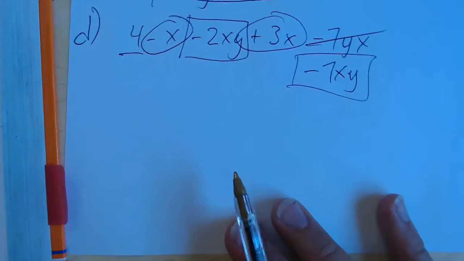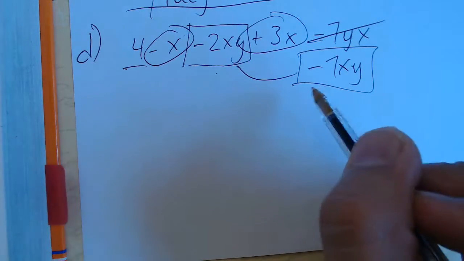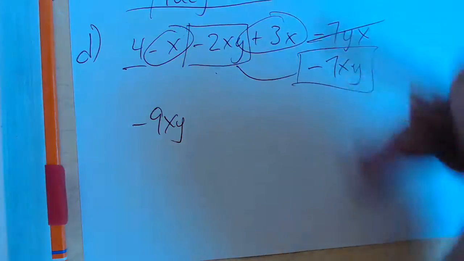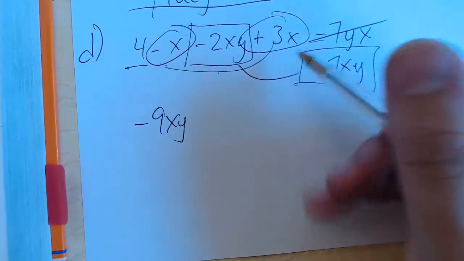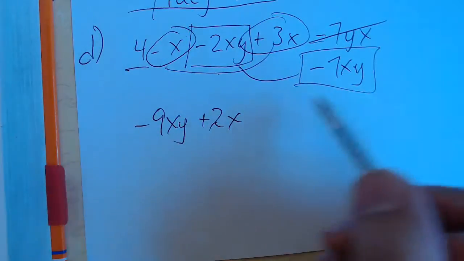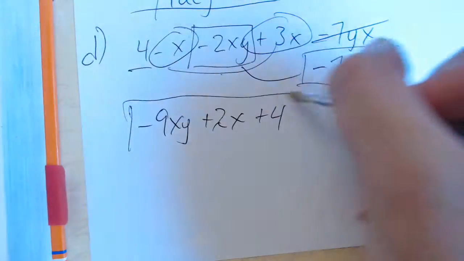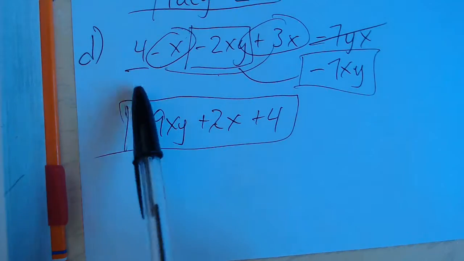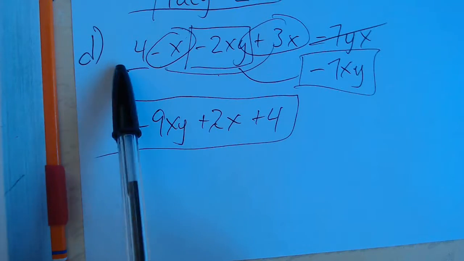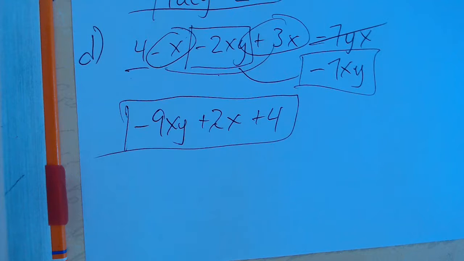Okay, so let's group these together by biggest ones. Negative 2xy plus negative 7xy gives me negative 9xy. Negative x and positive 3x give me positive 2x. And then the only whole number is 4, so that's going to be a plus 4. Alright, and then if you get caught with a whole number or a lonely term in the front, that's always just going to be an added term. So you just add it with a plus sign like we did that one. And that's all there is.